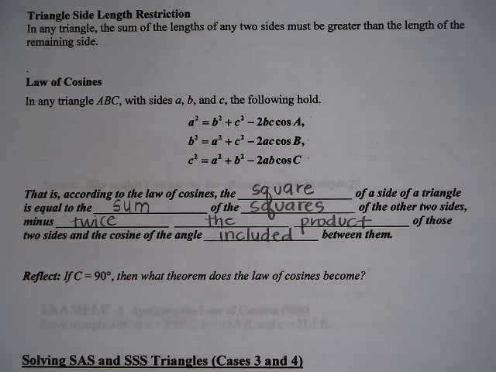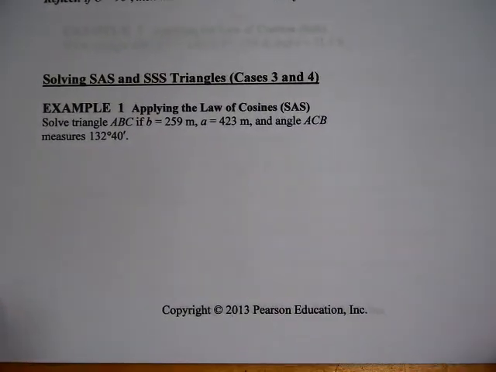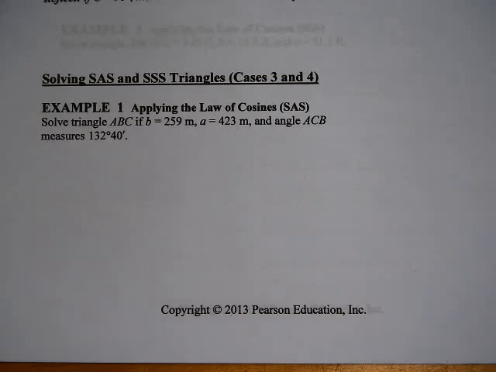Everybody got that? All right, so let's look at our example 1. Remember, on our sheet in 7.1, we said there were 4 cases. We've talked about the first case. In 7.2, we looked at case 2 where we could have no solution, 1 solution, or 2 solutions, our ambiguous case. So now in this section, we're going to look at cases 3 and 4, okay? So that's when you have to use your law of cosines.